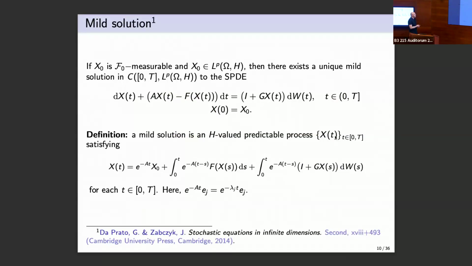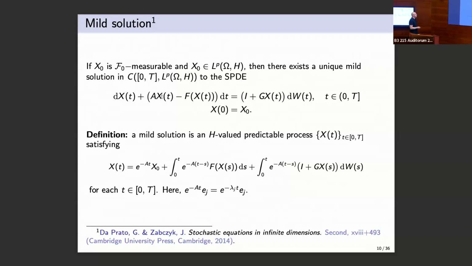Right, so what about well-posedness of the SPDE? Let me first state the result. If your initial condition is F_0 measurable, so measurable with respect to the initial filtration, and it lies in this L^p space, I believe you need it to be p equals at least 4, but not exactly sure, then there exists a unique mild solution, which lies in this function space, to the SPDE that we consider. And now the boundary condition is gone because we have sort of baked it into the spectral decomposition of the operator, if you like.